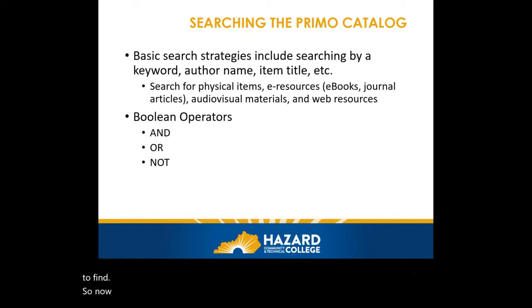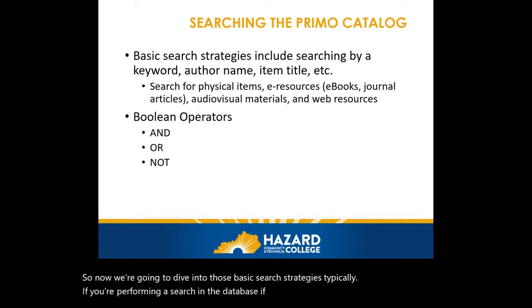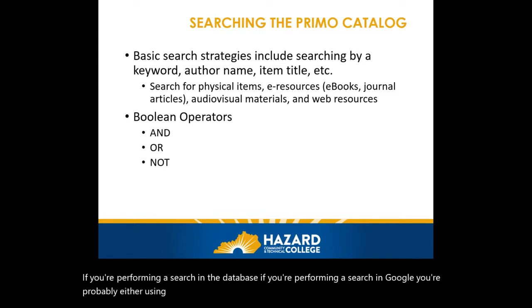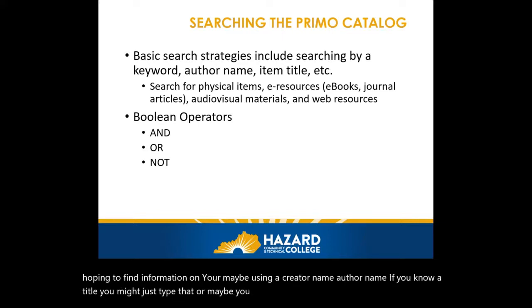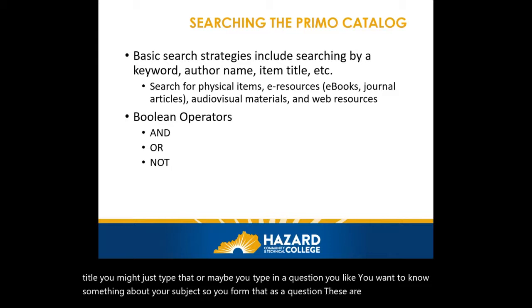So now we're going to dive into those basic search strategies. Typically, if you're performing a search in a database, if you're performing a search in Google, you're probably either using single keywords, which are important words to the subject that you're hoping to find information on. You're maybe using a creator name, an author name. If you know a title, you might just type that in, or maybe you type in a question. You want to know something about your subject, so you form that as a question. These are typical search behaviors.